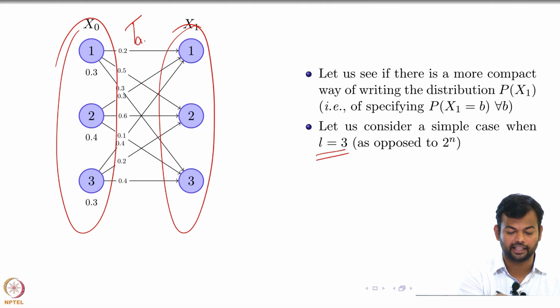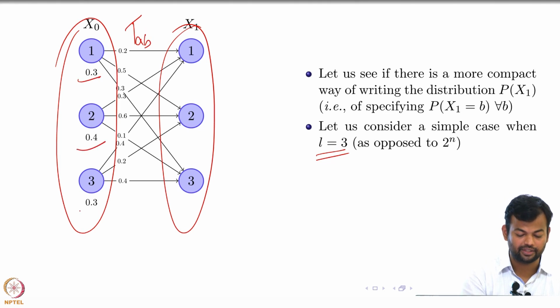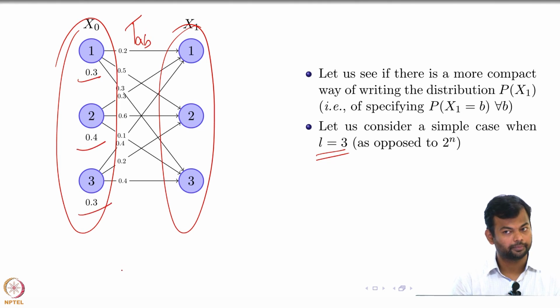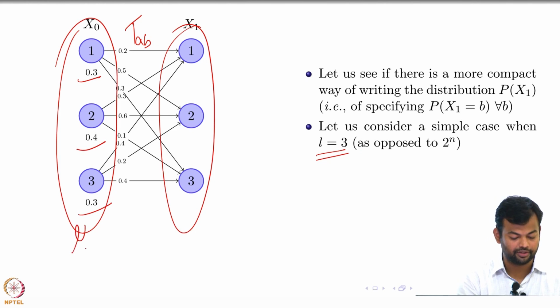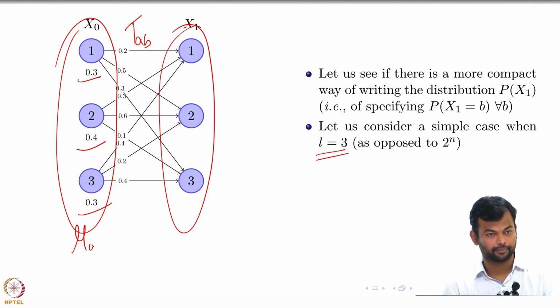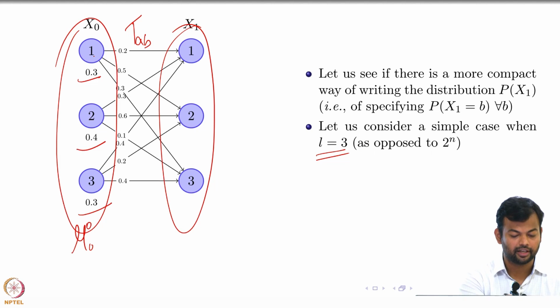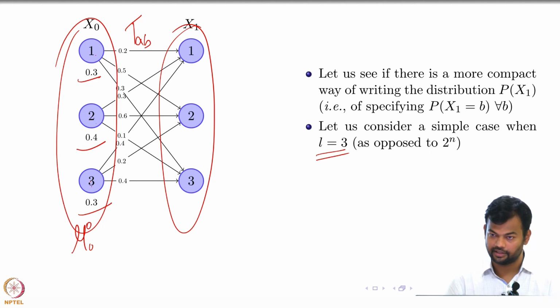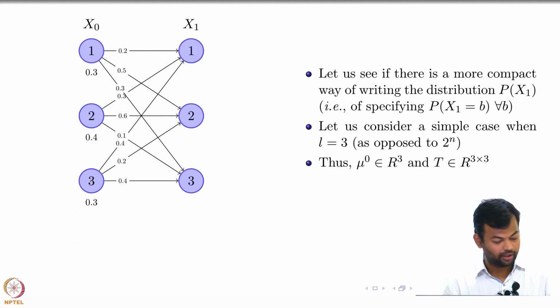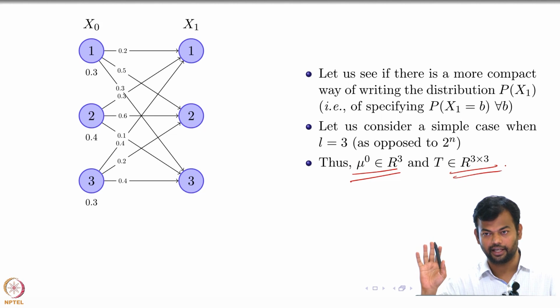So these are the T_ab, and the values that you see under the nodes are what? Mu zeros, right? So these are mu 0 of state 1, state 2 and state 3. Is that fine? Now let's see, and of course again we should always be careful about the dimensions. So this is R cube and this is 3 cross 3. Everyone is fine with that?